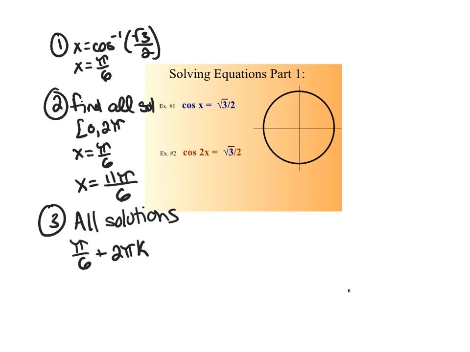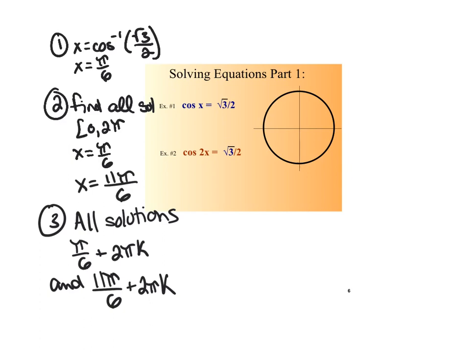Every time you go around the circle, whatever k is, positive or negative, it will always land at pi/6. And we'll do the same thing with 11 pi/6. Now, this isn't the only way to write it. You could have written just pi/6 and wrote pi k. But I'm going to write them separately. 2 pi k.